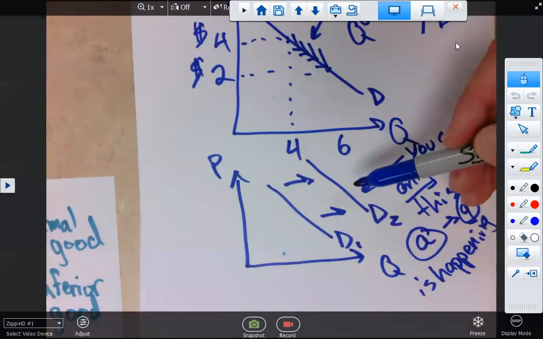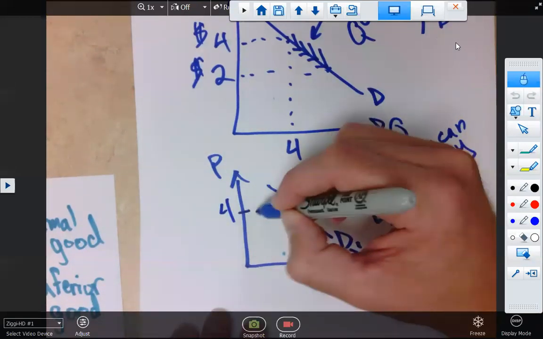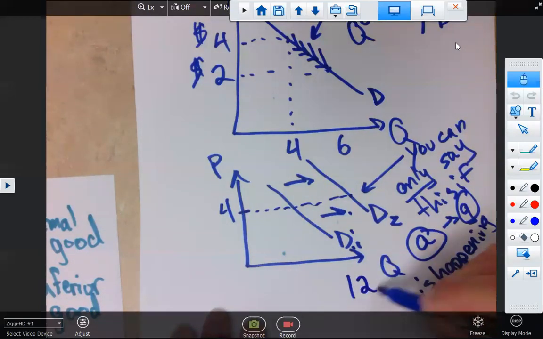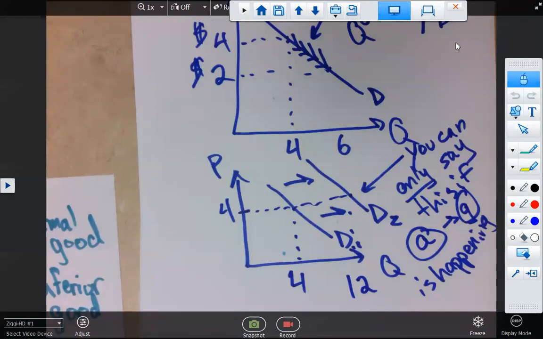Does that make sense? So at any given price, here the price isn't changing, but now there's going to be 12 demanded instead of 4. Does that make sense to everybody? It's really easy to get those two confused and think they're the same thing. So I just need to make sure that that's clear. Okay, awesome. Moving on to supply.